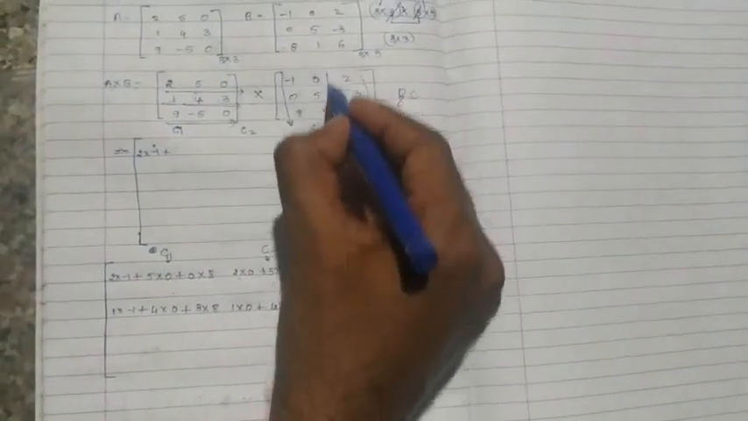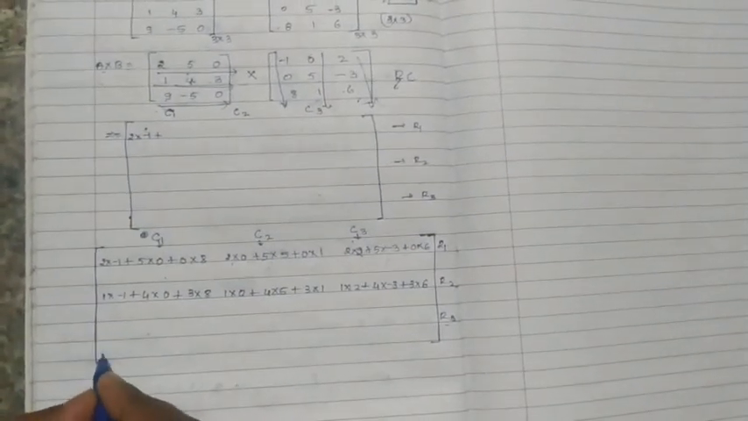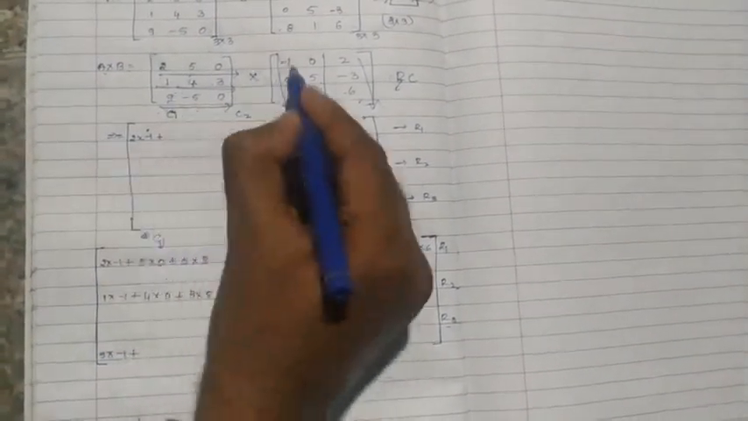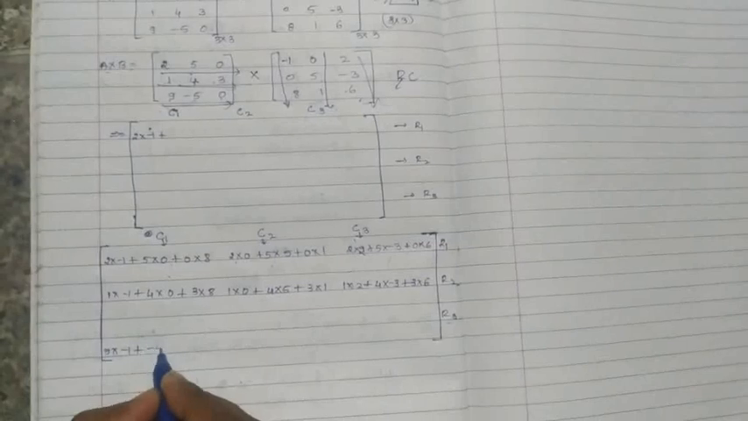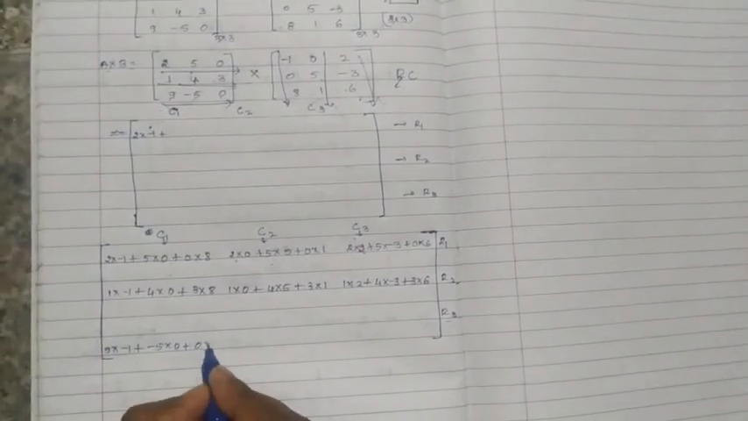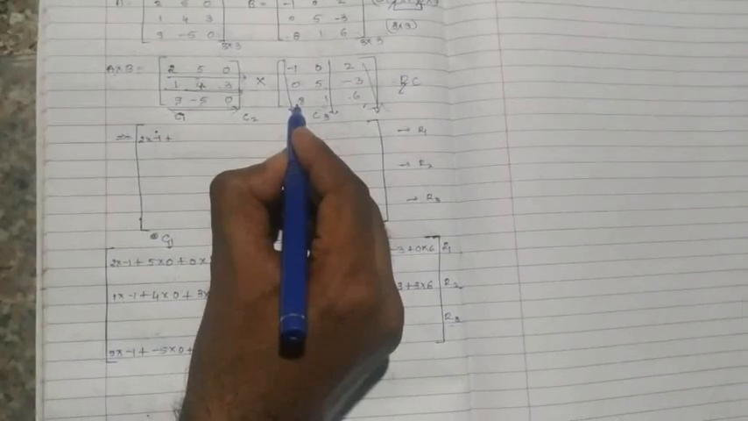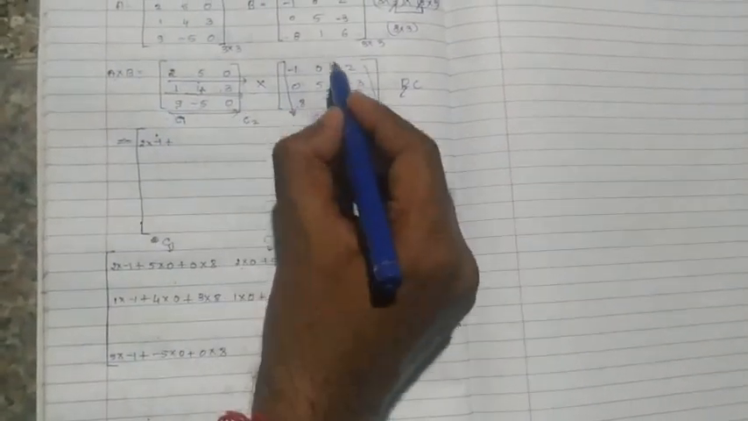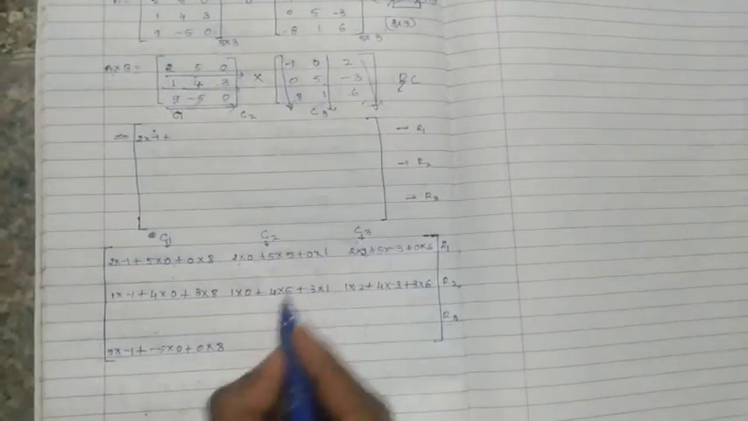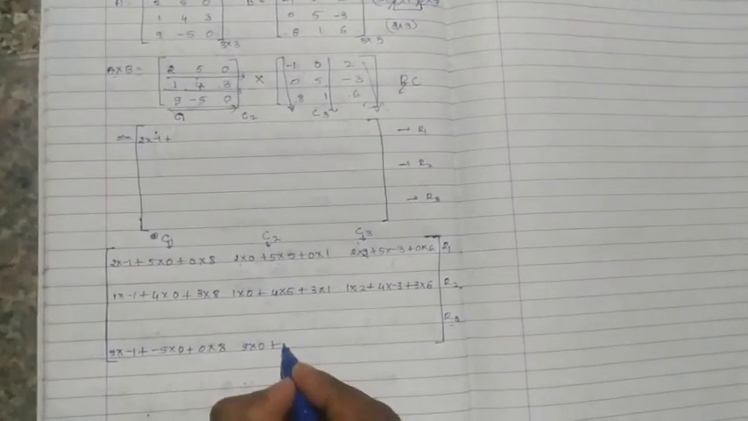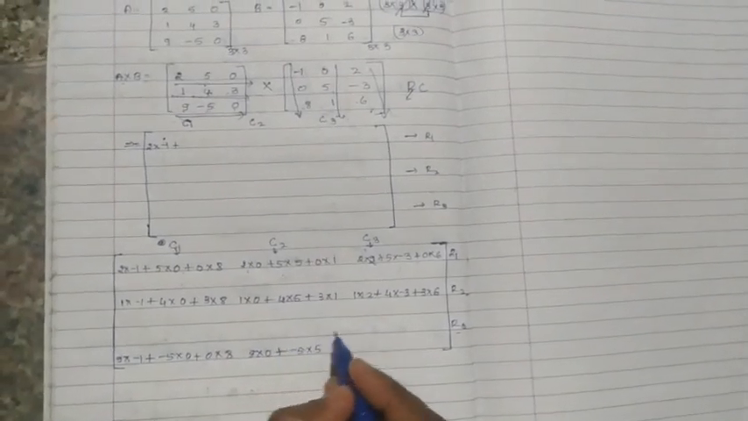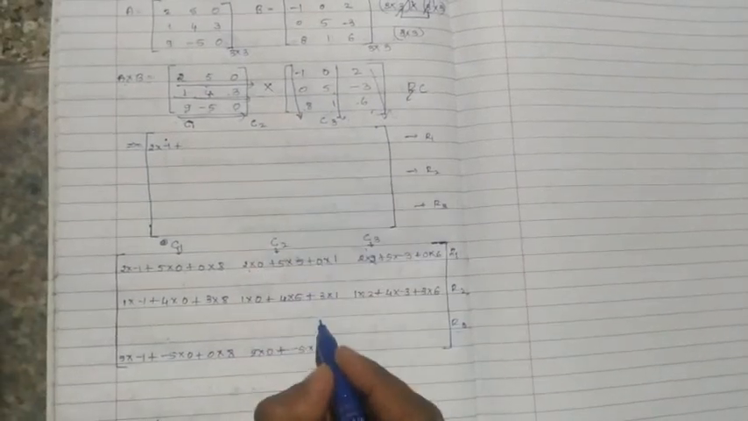Next comes the third row. Third row again: first column, second column, third column. Like that we have to do. 9 into minus 1, plus minus 5 into 0, plus 0 into 8. First element with first element, second element with second element, third element with third element. Next, third row, third column. 9 into 0, plus minus 5 into 5, plus 0 into 1.